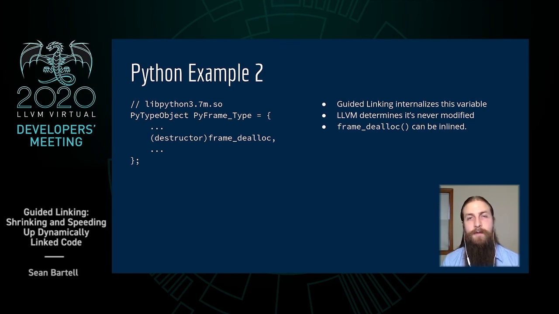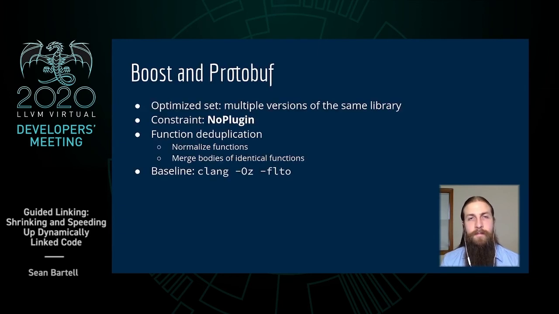Whenever a benchmark returns from a Python function, there's some code in Python that reads this global variable, pyFrameType, to find the pointer to the frameDalloc function and then calls that function. Without guided linking, there's no way to optimize this code because you can't tell whether some other library might modify the pyFrameType variable and make this field point to some other function. But guided linking is able to internalize this variable, and LLVM can determine that no code ever modifies it, so it can make the variable constant, and in turn that lets it inline the frameDalloc function into its caller.